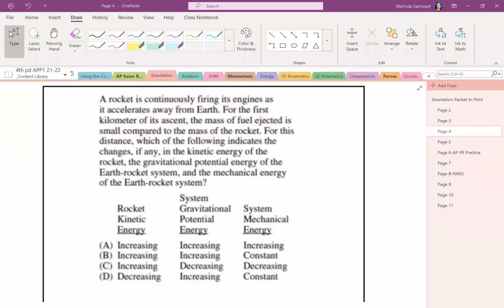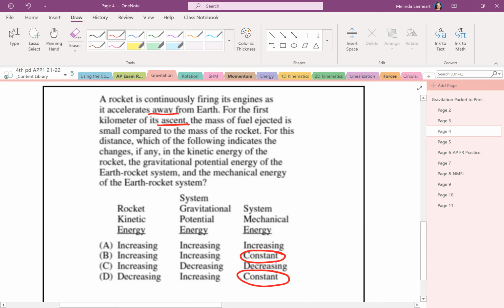Well, it's about that net external work, right? As the rocket fires its engine and goes away from Earth, has an ascent, what's going to be true? Is there any net external forces acting on it? No, okay, neglecting air resistance, right? And so we can say constant here.